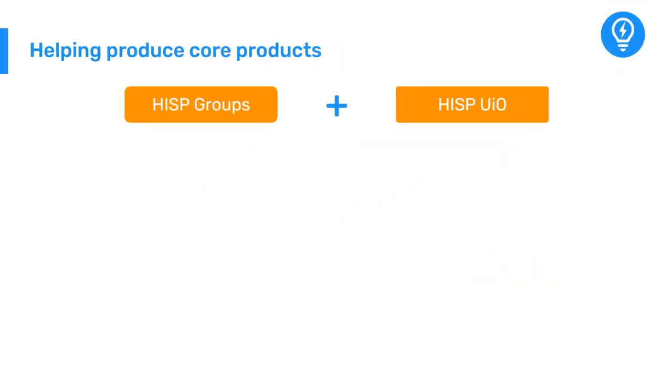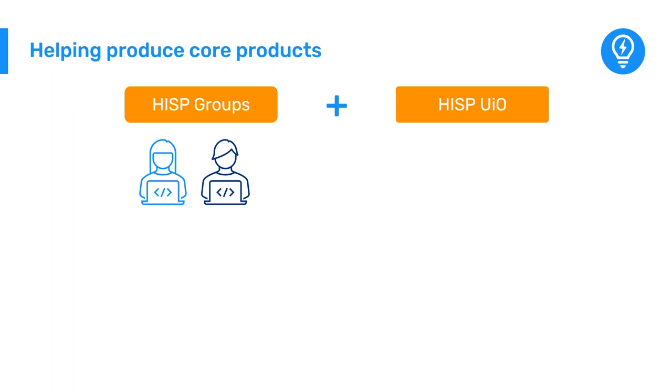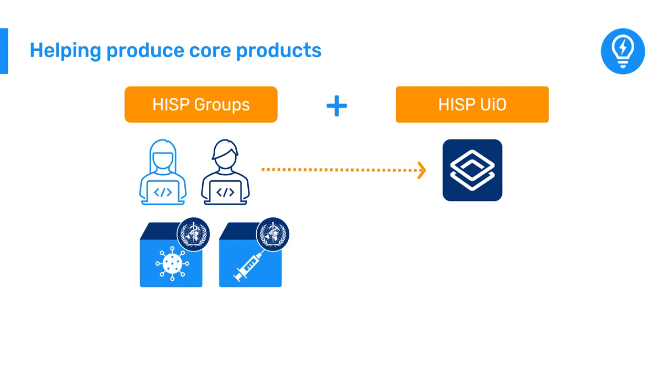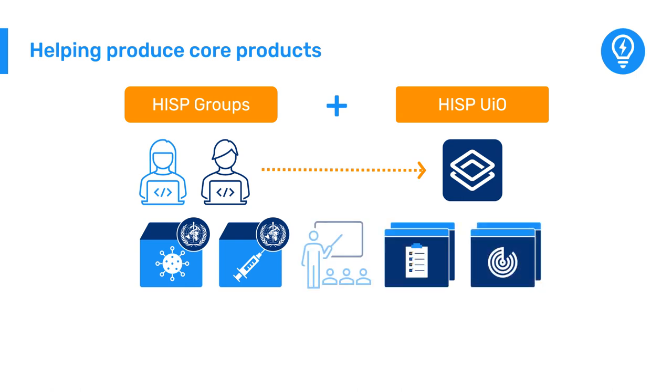In addition to this cycle of collaboration between HISP groups in the field and HISP UIO, individual members from various HISP groups also serve as members of core DHIS2 teams, where they directly contribute to development of global metadata packages, applications, and training materials.